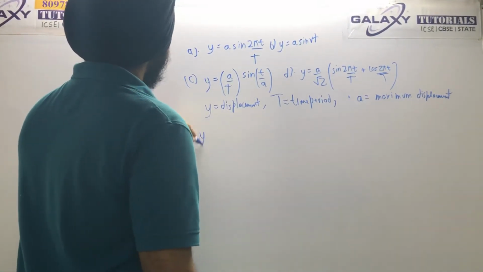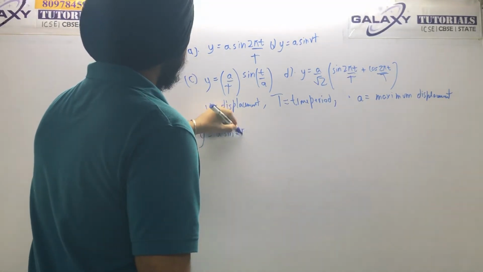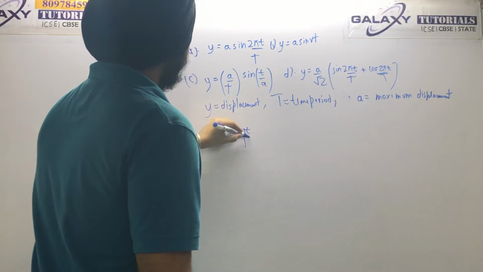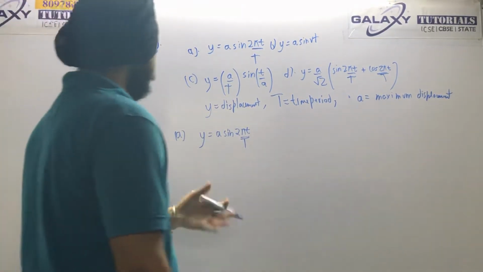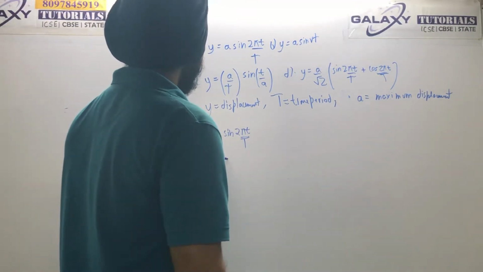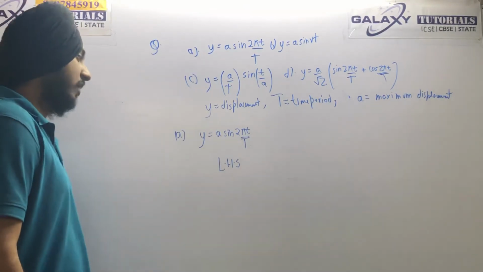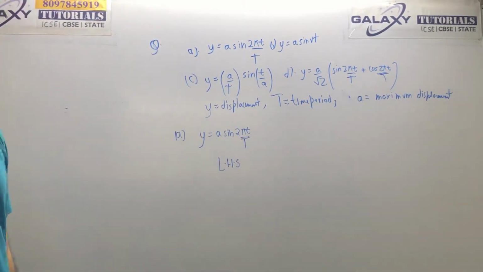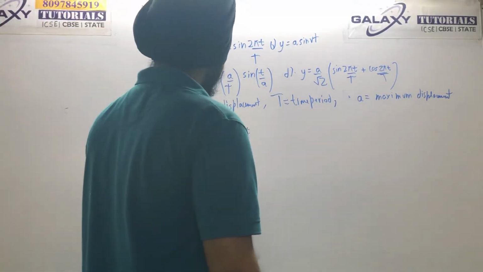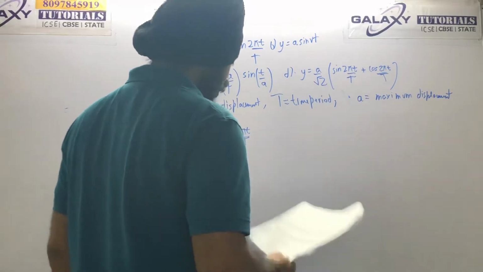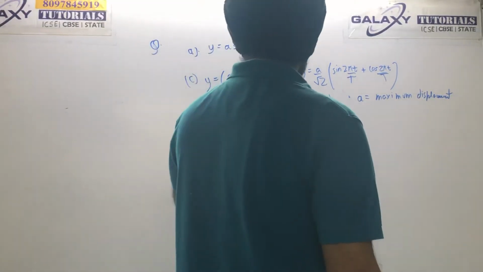The A part is: y is equal to a sin 2 pi t upon T. Now just use dimensional analysis on both sides. I will start with the left hand side first, which is y. Y is displacement, and for displacement the dimensional unit is L. So this is about that one. Now let us look at the next one.